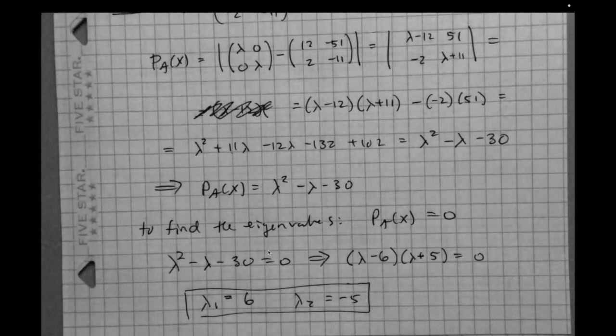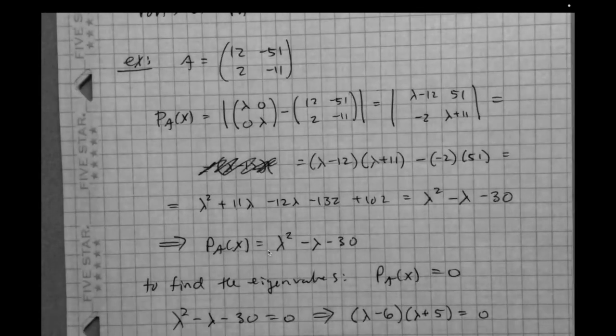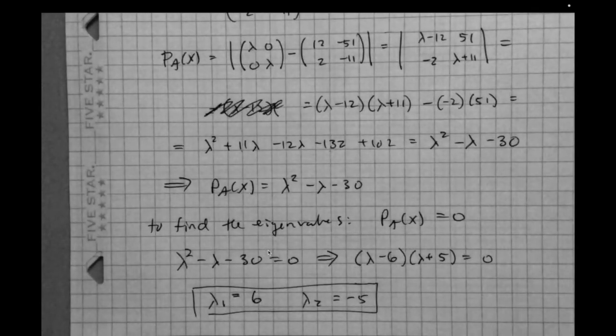And that's end to end, right? We started with just the matrix A, identified the characteristic polynomial, solved, found the real roots of the characteristic polynomial, and those are the eigenvalues.